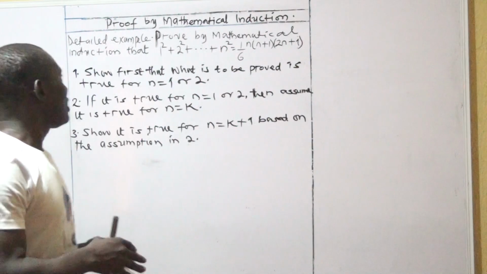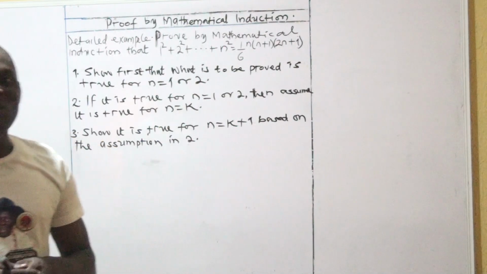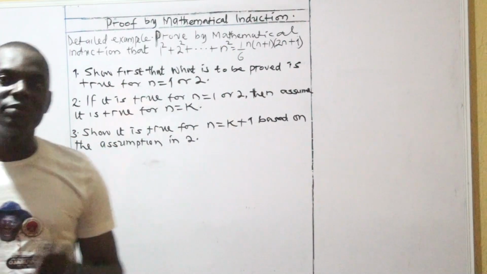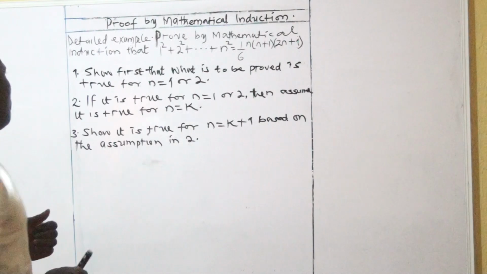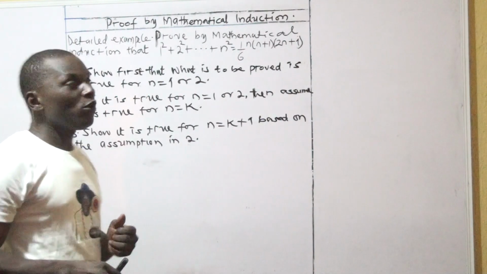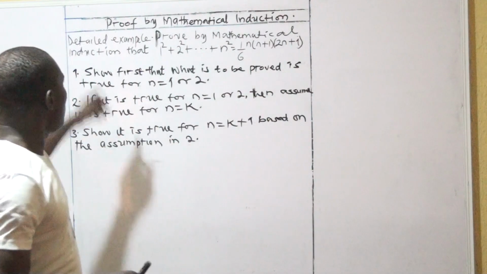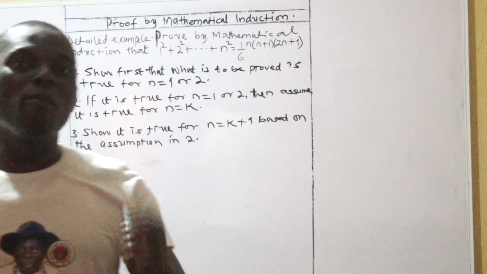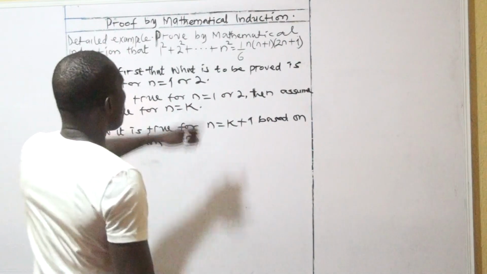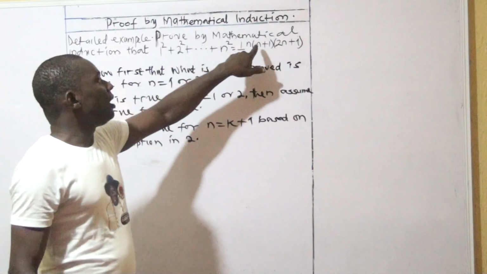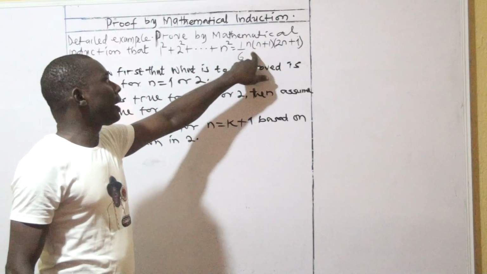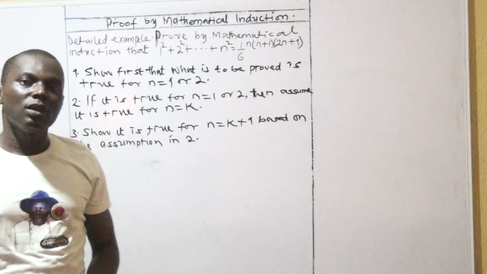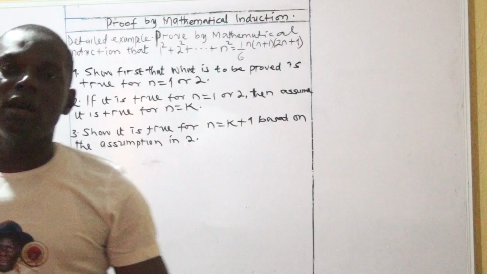Today, in this virtual class, we're going to lay our hands more on some problems. Right on the board, we need to prove by mathematical induction that the sum of the squares of all natural numbers is equal to 1/6 n(n + 1)(2n + 1). So those are the things we're going to look at today.